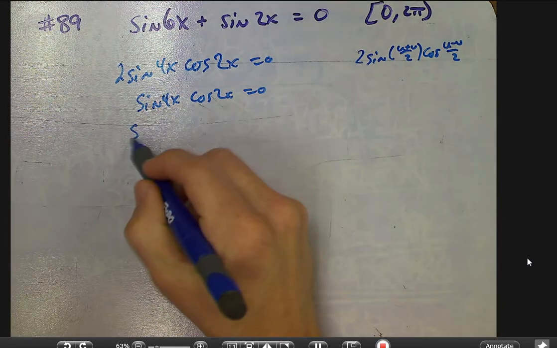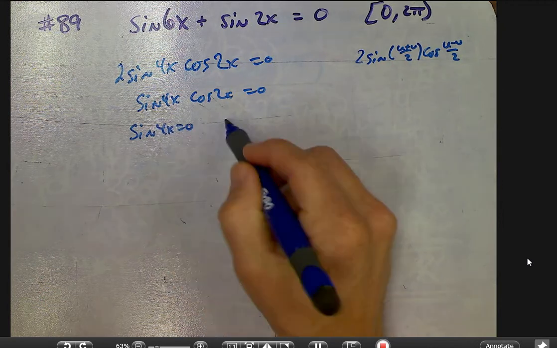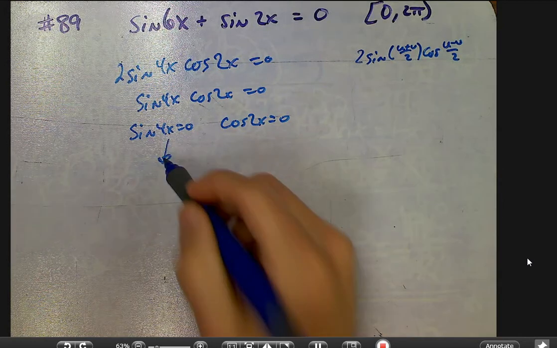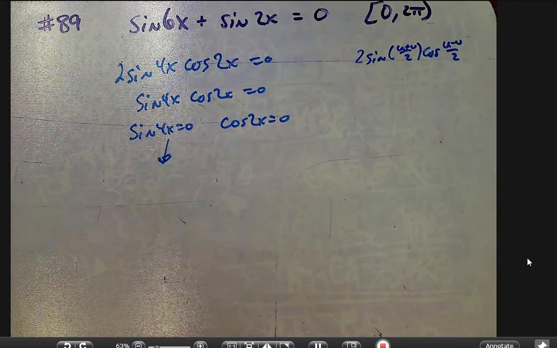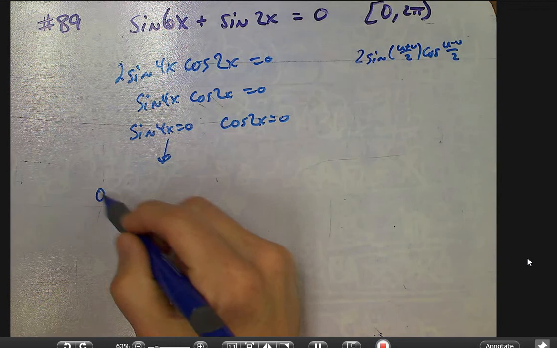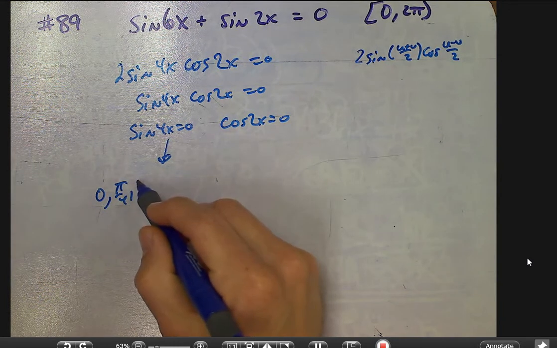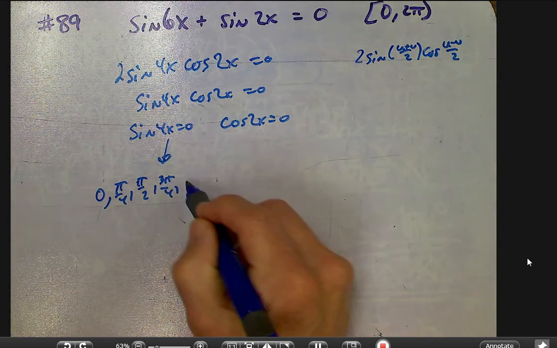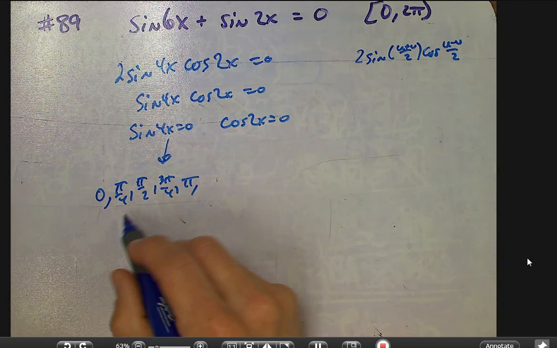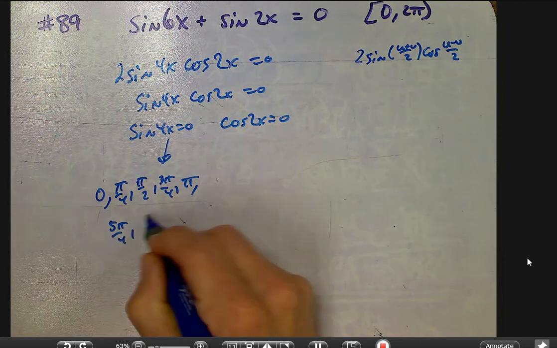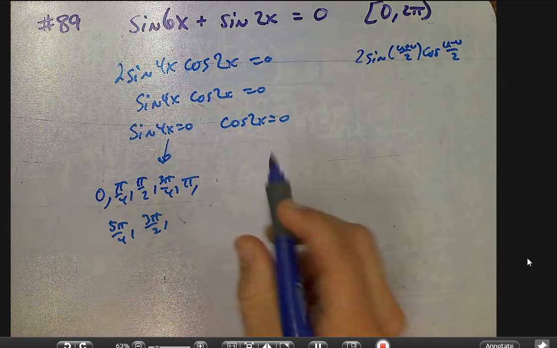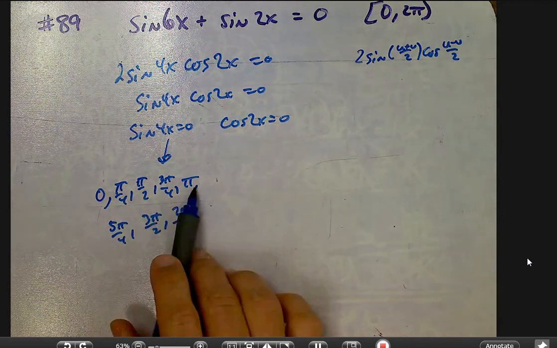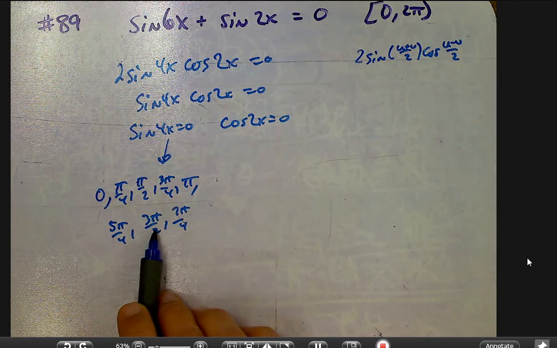Therefore, the sine of 4x equals 0, the cosine of 2x equals 0. Well, we've already discovered the sine of 4x equals 0 in the previous problem. So we know that one is 0, pi over 4, pi over 2, 3 pi over 4, pi, 5 pi over 4, 3 pi over 2, and 7 pi over 4. So basically 0, 1/4, 1/2, 3/4, 1, 1 1/4, 1 1/2, 1 3/4. So all those.